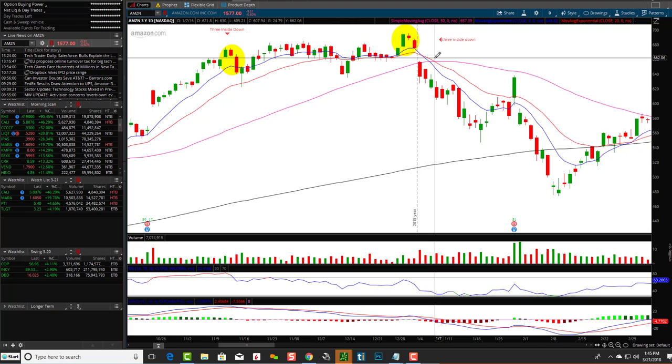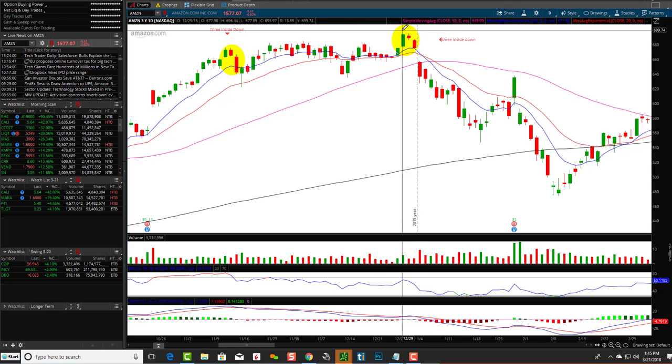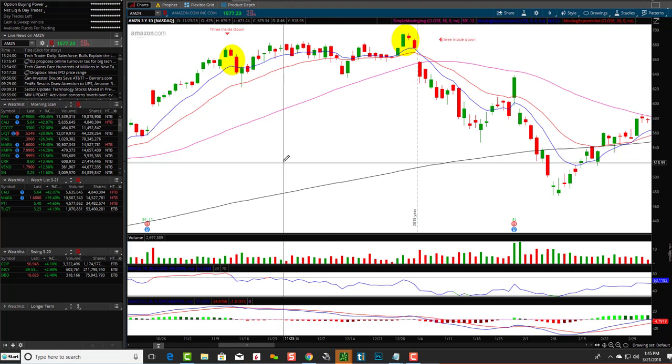So you'll start to see some of these right here. Again, the three inside down might look a lot like the evening star. You just put this smaller candle, close it up a little bit higher, and then you'd have an evening star pattern. Again, watch our candlesticks video, take our candlestick courses, you'll see how those come together.